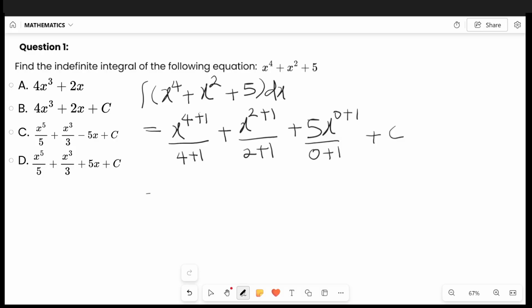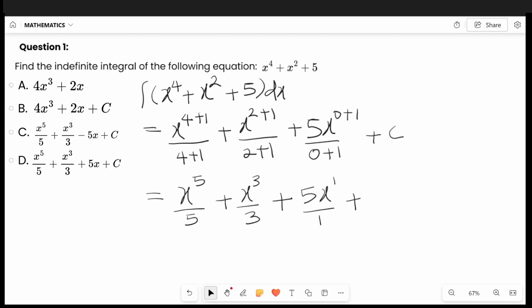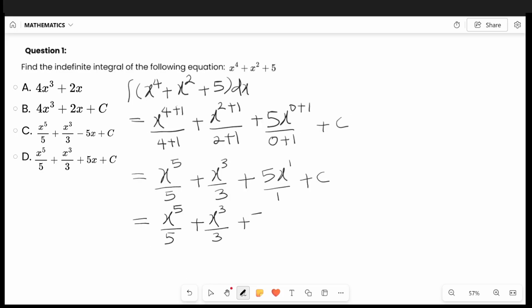So now we are going to have x to the power what? 5 over what? 5 plus x to the power what? 3 over 3 plus what? 5x to the power what? 1 over 1 plus c. That gives us x to the power 5 over 5 plus x to the power what? 3 over 3 plus 5x plus c, right? This means the answer is D.